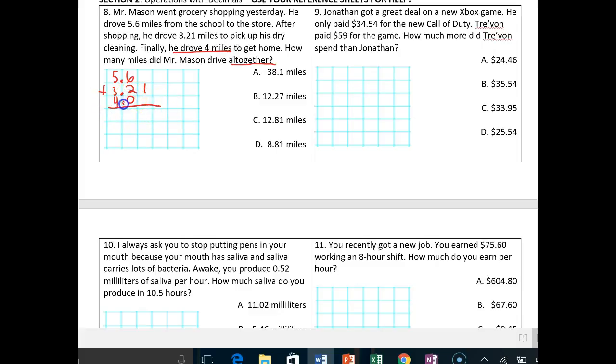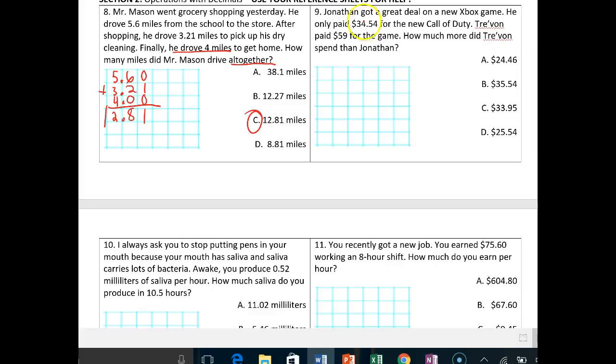So add in all your zeros, add this all up. So we get 1, 8, 5 plus 3 is 8, plus 4 is 12. He drove 12.81 miles. Jonathan got a great deal on a new Xbox game. He only paid $34.54 for the new Call of Duty. Trayvon paid $59 for the game. How much more did Trayvon spend than Jonathan?